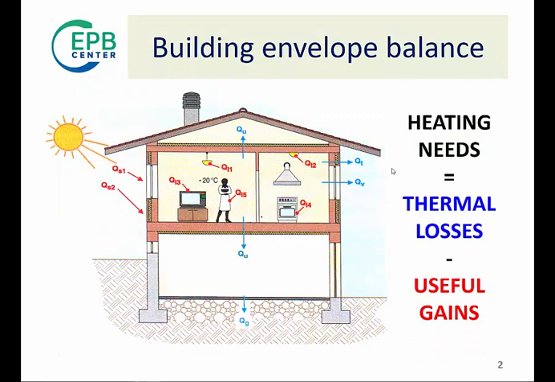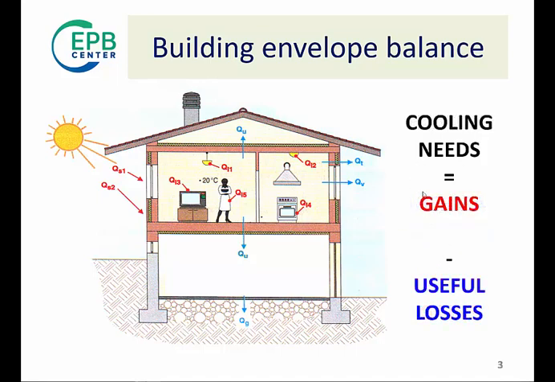Energy needs is the energy that has to be provided inside the building envelope to satisfy the desired services. If it is heating needs, then we have to face the transmission losses, but we have some help from the useful gains. So in general, heating needs will be thermal losses minus useful gains. When it comes to cooling needs, the gains are all heat that has to be removed by the technical systems, and we have some help from the useful losses.